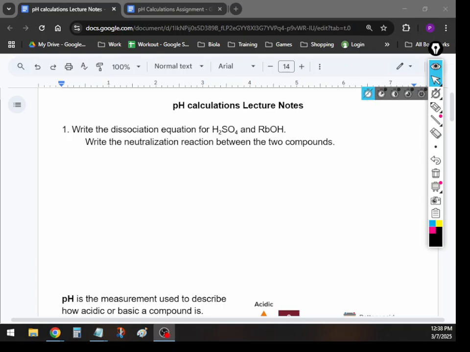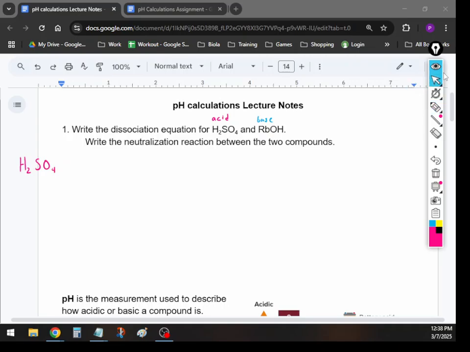Alright, so for the first problem, we are going to review from last class. So, let's get started by looking at these two compounds. The first one is an acid, and the second one is a base. We're going to start by writing the dissociation reactions for both. So, let's start with H2SO4.